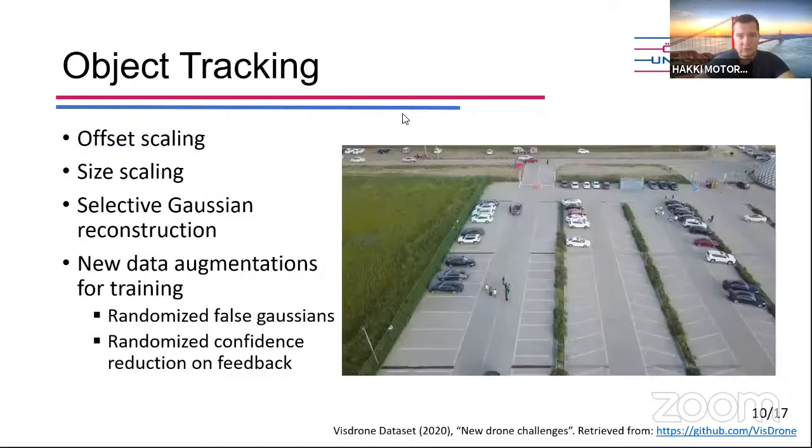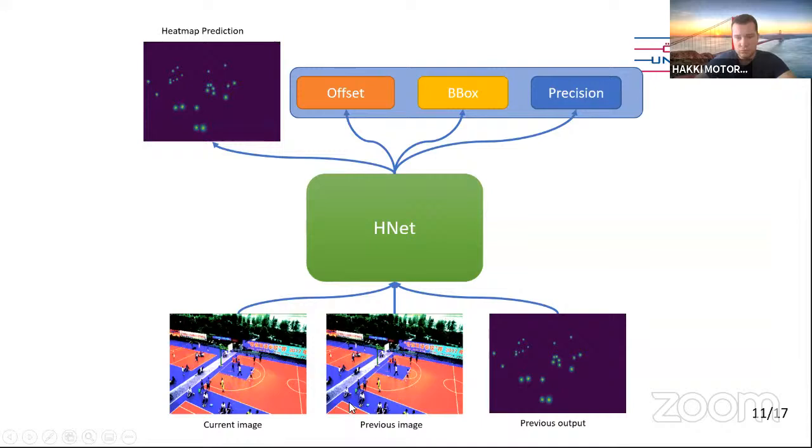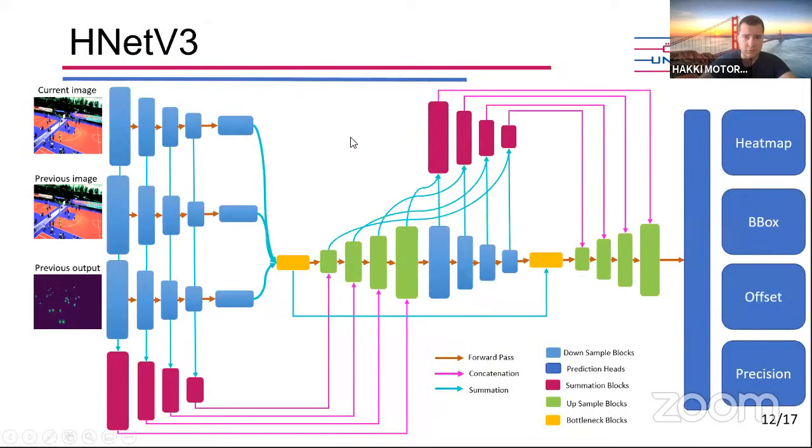And this is the input-output diagram of our model. We take two consecutive images and the previous output. It is a feedback of the previous output. And we predict the current heat map, movement vector, size information, and in some cases, we want sub-pixel accuracy of the central location.